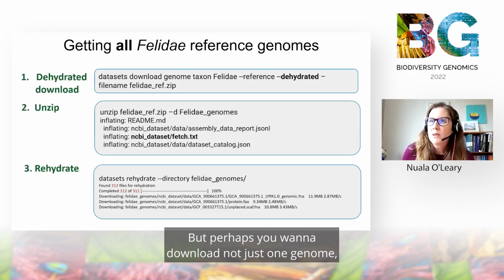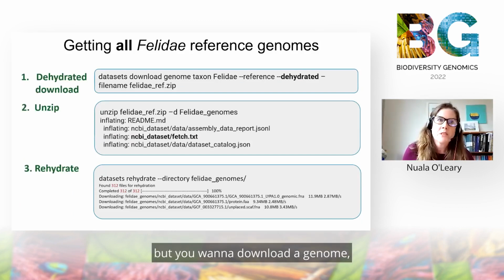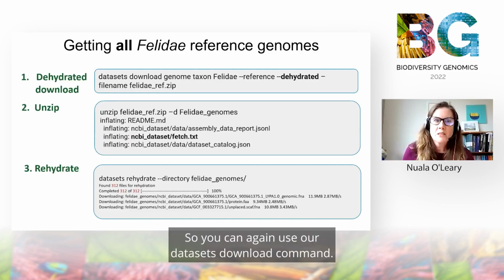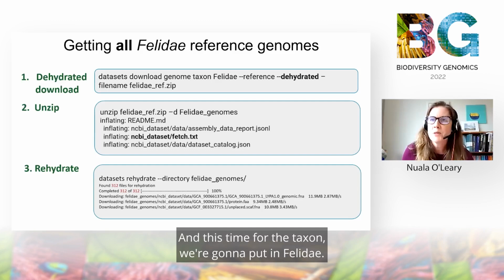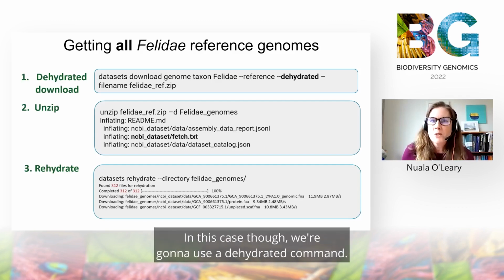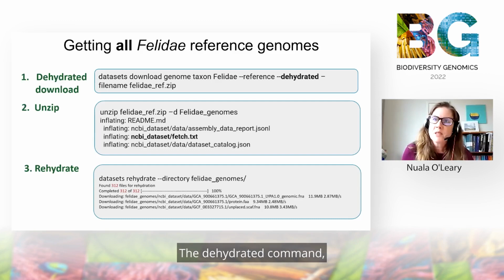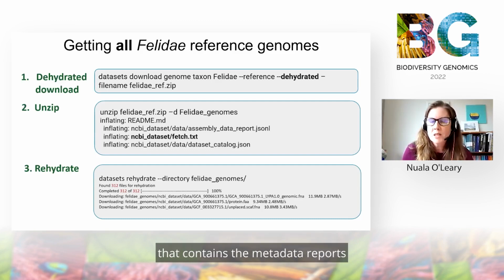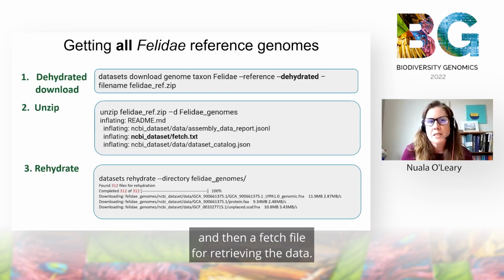But perhaps you want to download not just one genome, but you want to download a genome for all reference genomes for Felidae. So you can again use our datasets download command. And this time for the taxon, we're going to put in Felidae. In this case, though, we're going to use a dehydrated command. The dehydrated command gives you a zip archive that contains the metadata reports and then a fetch file for retrieving the data.